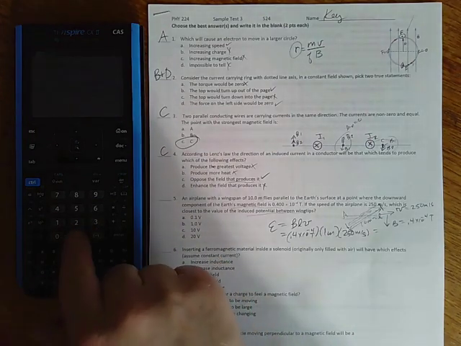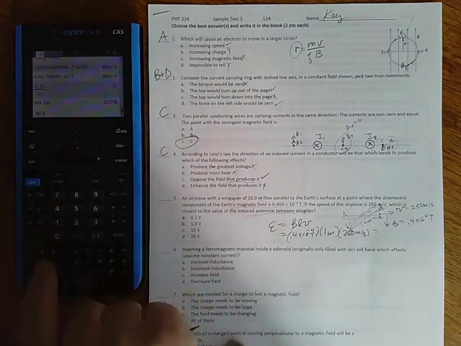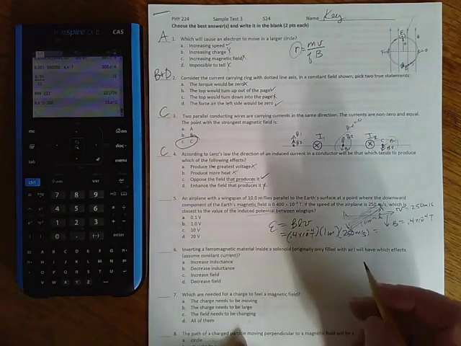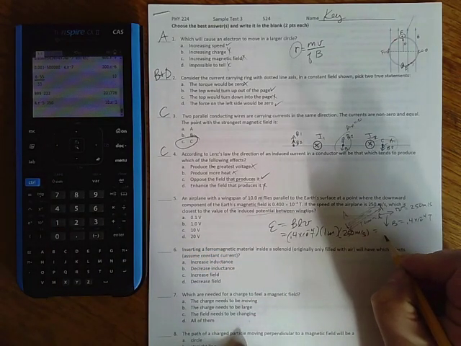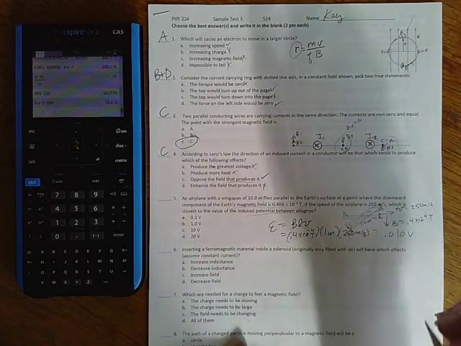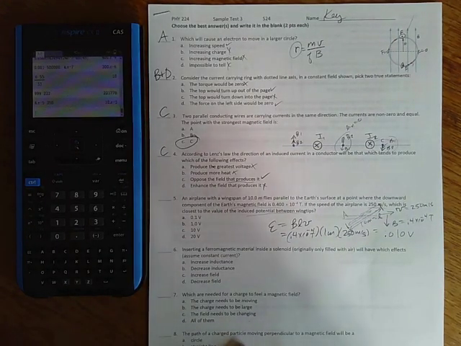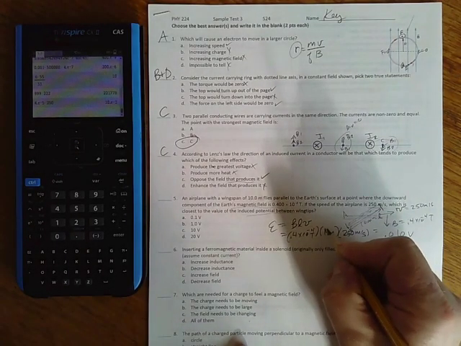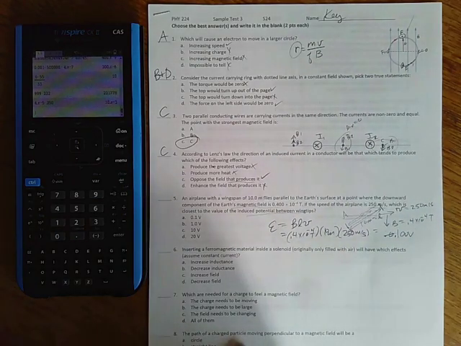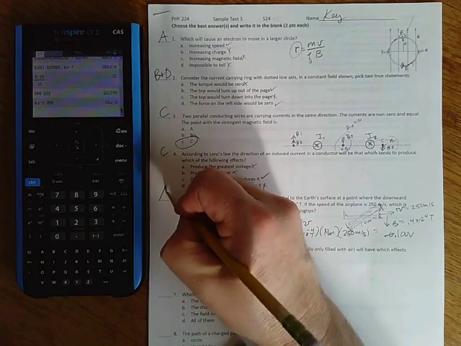So let's do that, 0.4 times 10 to the negative 4 times 250. We get 0.010 volts, unless I did something wrong there. Oh, yes, this is 10 meters, so it should be 0.10. There we go, that's one of the choices. That looks a little better, so that's A.